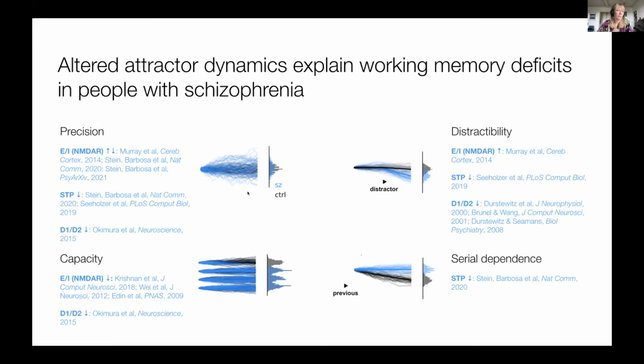So this multitude of biological mechanisms and how it affects attractor dynamics can be understood by looking at the attractor landscape that determines how memories behave during this task.